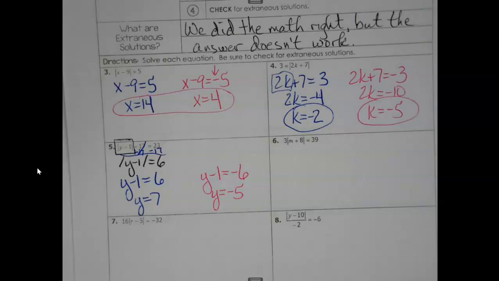So let's see here. 7 minus 1 is 6. 6 plus 17, 23, yes. -5 minus 1 is -6, but coming out of the absolute value, that'll be positive. 6 plus 17 also works.